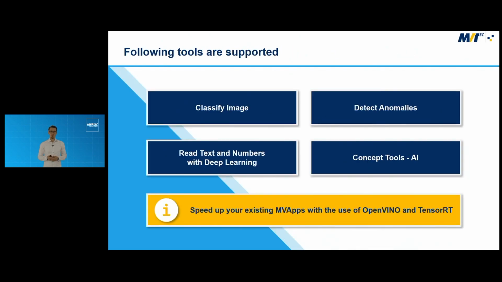These are the tools which are supported by our AI Square interface and OpenVINO and TensorRT. It's classify image, detect anomalies, and read text and numbers with deep learning. And a new tool category, our concept tools AI. And by the way, please use this functionality to speed up also your existing MV-apps, because this makes a little bit more buffer in your application from the time perspective.